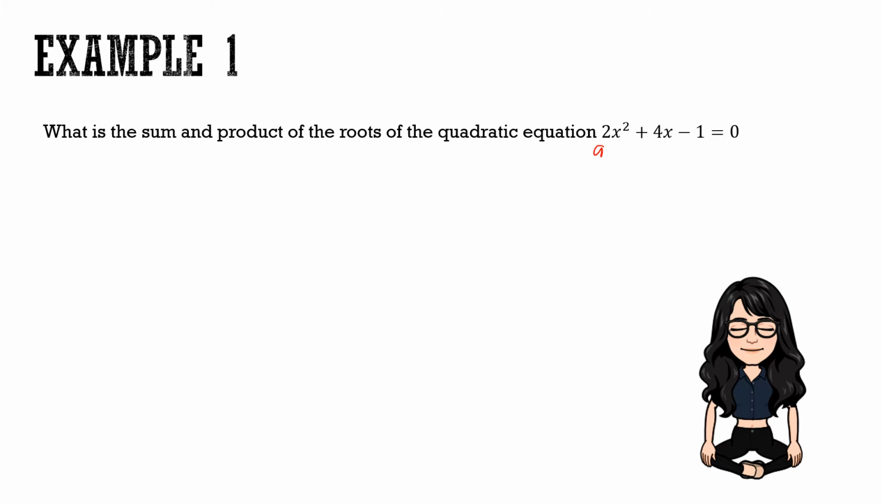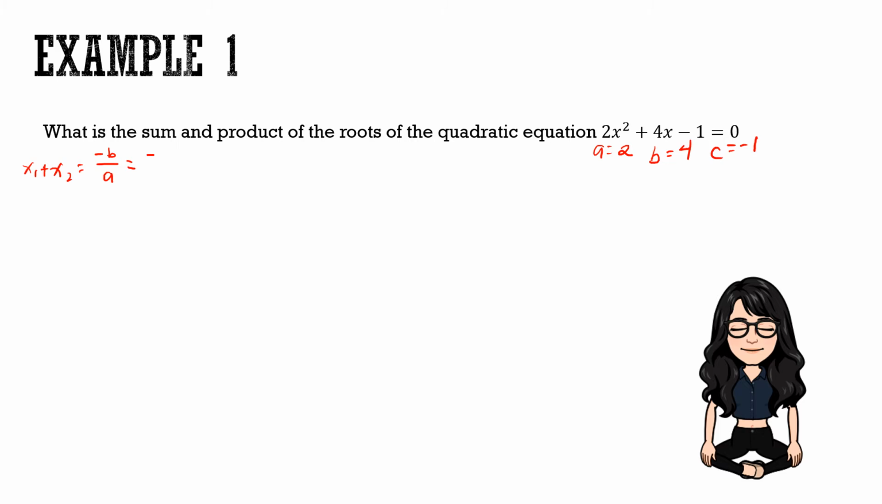So my a is equal to 2, b is equal to positive 4, and c is equal to negative 1. Now, I can proceed to get the sum and product of the roots of the quadratic equation. So I'll be solving first for the sum of the roots. Given the formula, x sub 1 plus x sub 2 is equal to negative b over a. Substitute the given values.